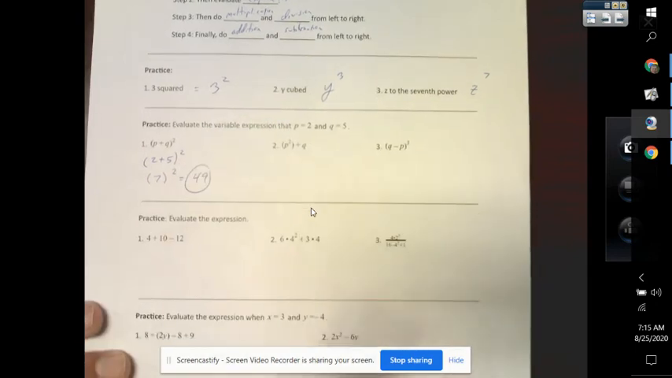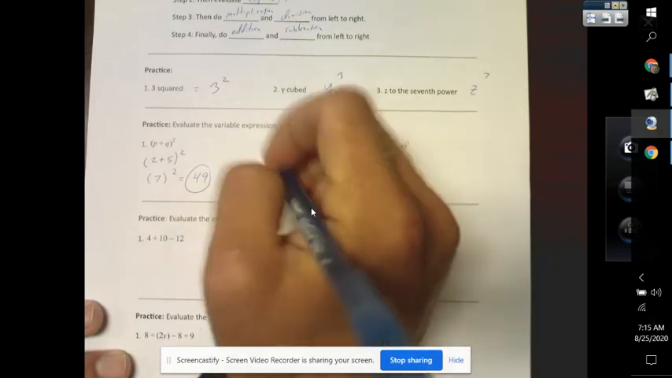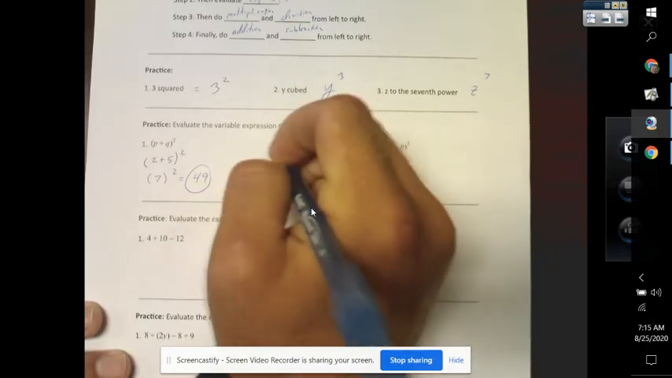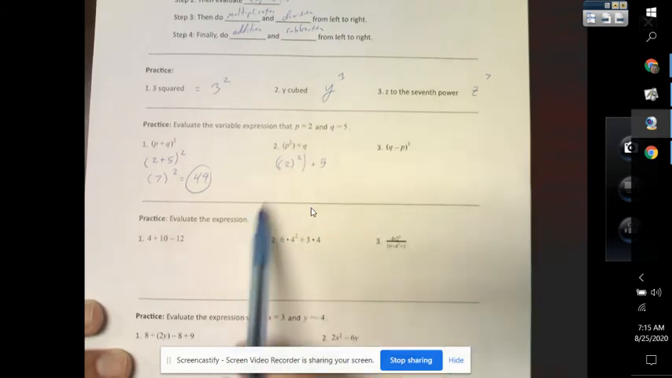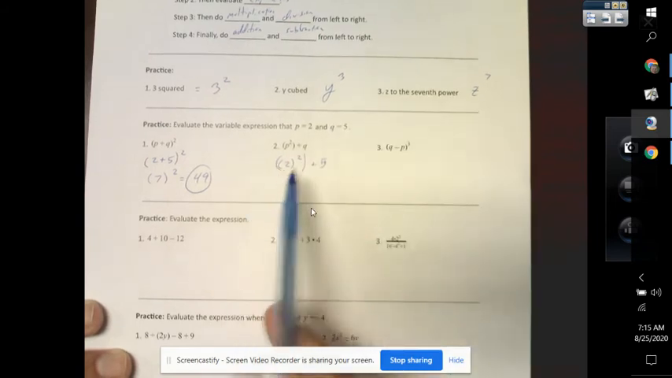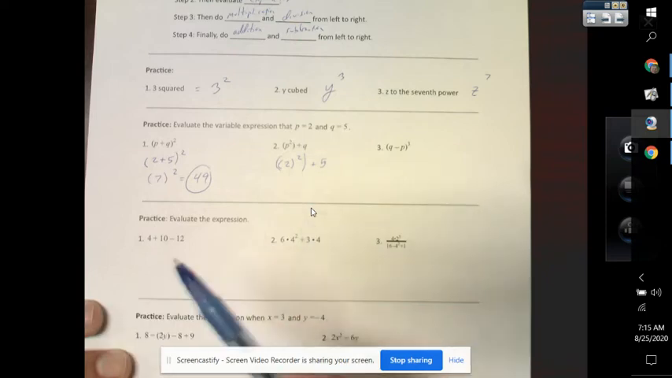Okay. p squared in parentheses plus q. So you're looking at (2 squared) plus 5. Get yourself in a habit right away. I know this looks goofy, parentheses around parentheses, but I'm doing what's in the parentheses first. I'm evaluating that exponent. 2 squared is 4.